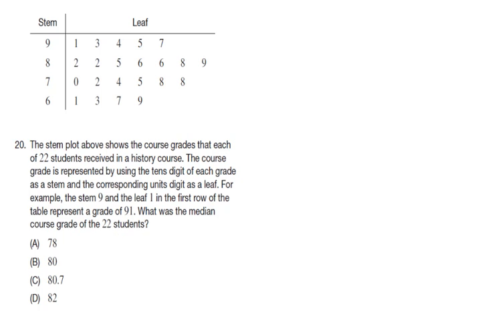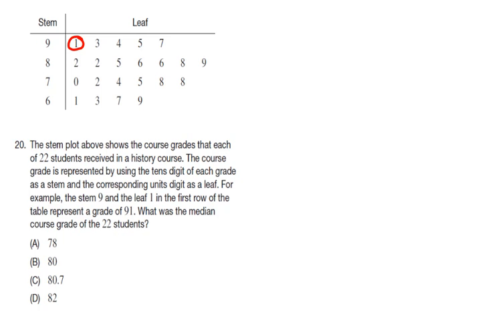Right, problem number 20. The stem plot above shows the course grades that each of 22 students received in a history course. The course grade is represented by the tens digit of each grade as a stem and the corresponding units digit as a leaf. For example, the stem 9 and the leaf 1 in the first row of the table represents the grade 91. So the one that I've circled there represents the number 91.